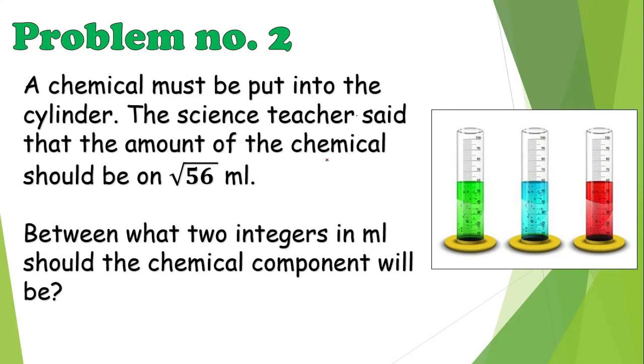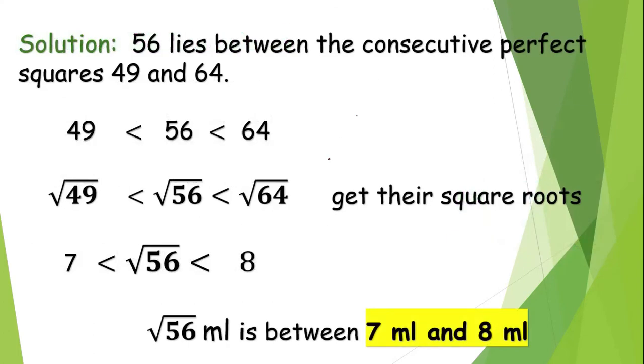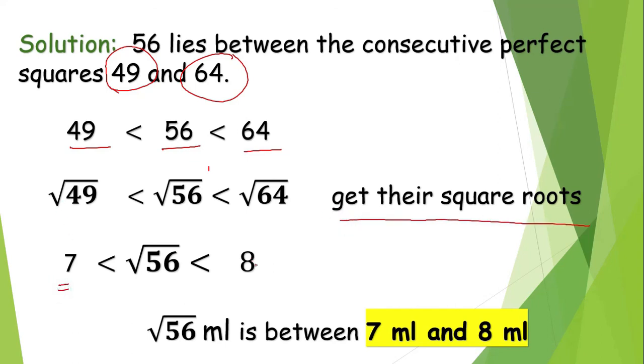Okay, let's check. So, hanapin muna natin kung saan malapit yung 56 na perfect squares. So, we have 49 and 64. So, 49 is less than 56, while 56 is less than 64. So, dapat pinagigitnaan siya ng dalawang perfect squares na yon. And then, get their square roots. So, square root of 49 is 7 and square root of 64 is 8. That's why the square root of 56 ml is between 7 ml and 8 ml. So, nasa pagitan lang pala ng 7 ml and 8 ml ang amount ng chemical na ilalagay doon sa cylinder.